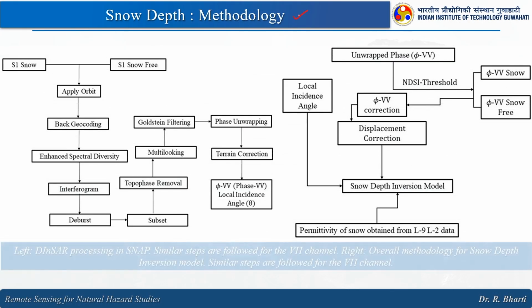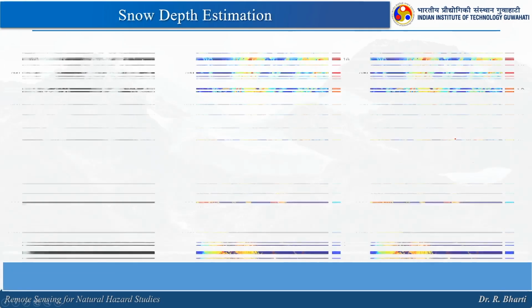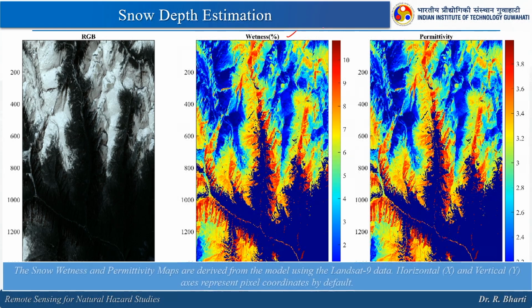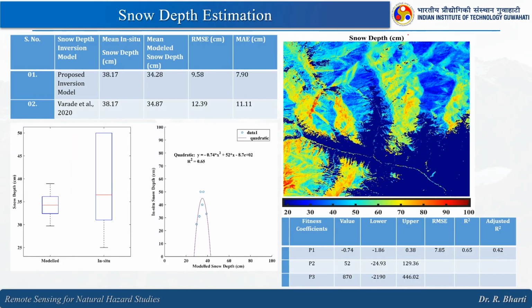So, this is the methodology which we have used. Here, the left hand side is the DInSAR processing which we have done in SNAP. Similar steps are followed for the VH channel. On the right side we have the overall methodology for the snow depth inversion model. So, this is for the VV, but we have also done the same processing for the VH channel, and then we have estimated the wetness, permittivity, and then subsequently we derived the snow depth.